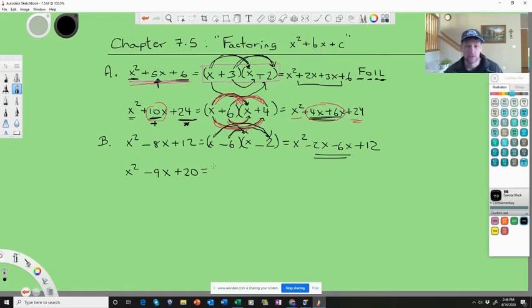Okay, you should have done this, I hope. You should have gone ahead and put your x's there because that's always true. Now think of two numbers that multiplied together give you positive 20 and add up to negative 9. They are negative 5 and negative 4. Negative 4 times negative 5 is positive 20. And when I multiply these parts, I get the negative 9x.